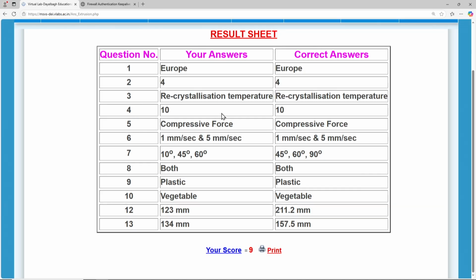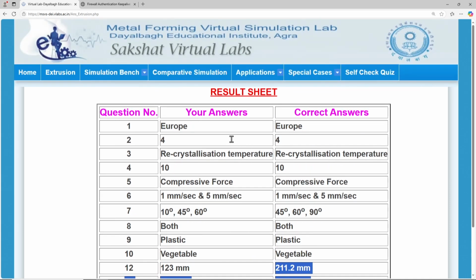So it has given 9 score, that is 9 answers are correct. So the answer that is not correct, that is just marked randomly. This is 45, 60, 90 degrees, the correct answer for the die angles which are shown in the simulation, and 211.2 millimeters and 157.5 millimeters were the correct answers for the questions 12 and 13. So this was the extrusion.